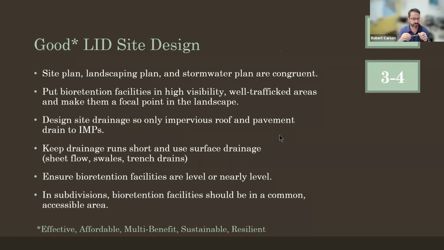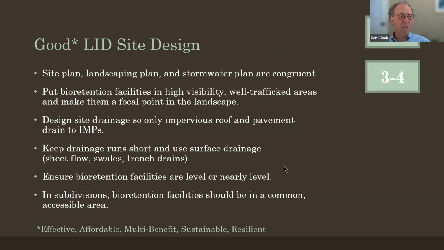Hey, Dan, quick question in the chat. Somebody asked, can bioretention be sloped as long as the entire gravel layer is submerged before overflow occurs? That's a very good question, and I'll answer it briefly now. Maybe we'll get to it a little bit more under design and construction. But basically, the answer is it's not a good idea at all.